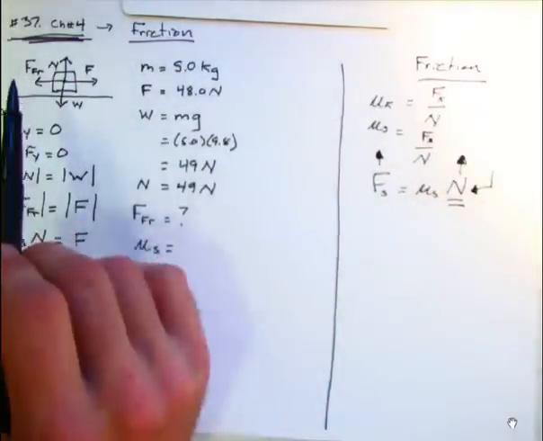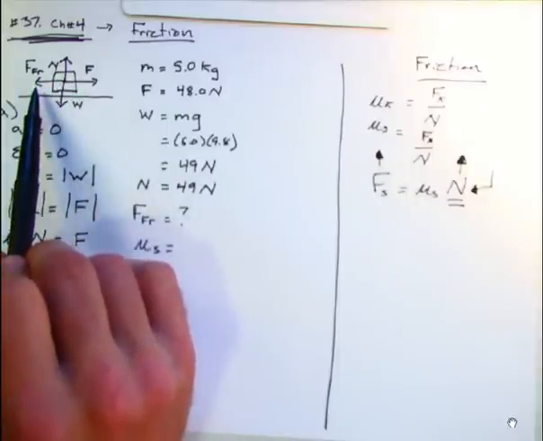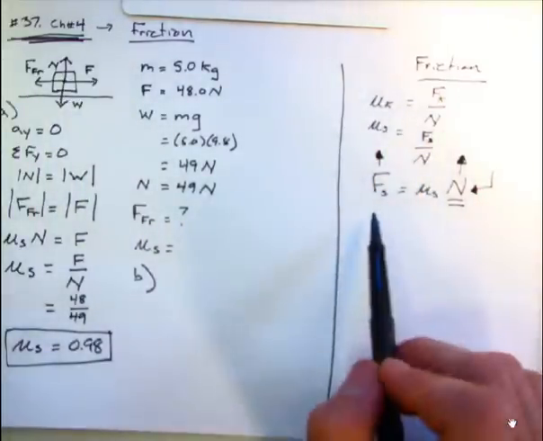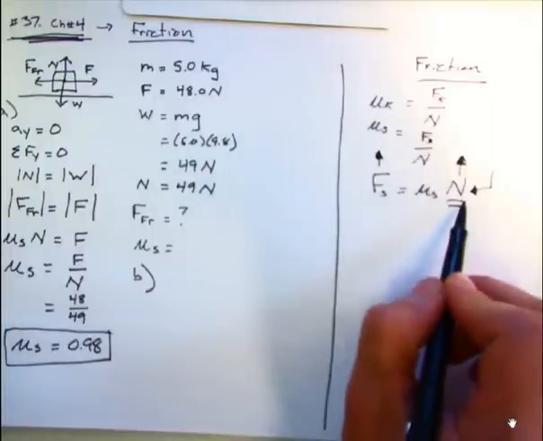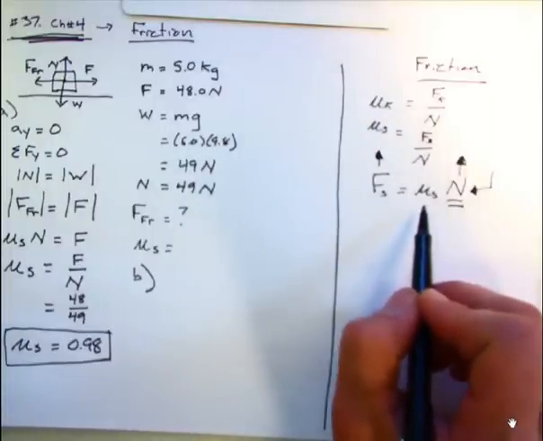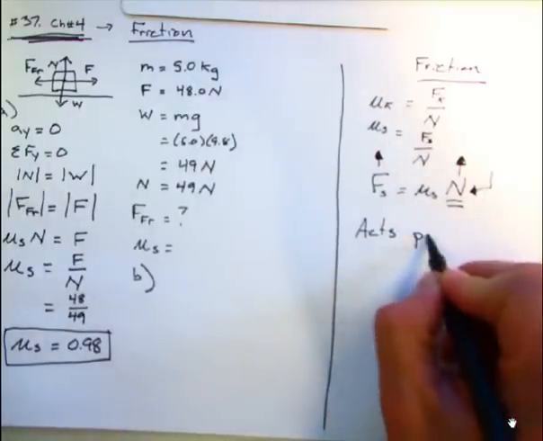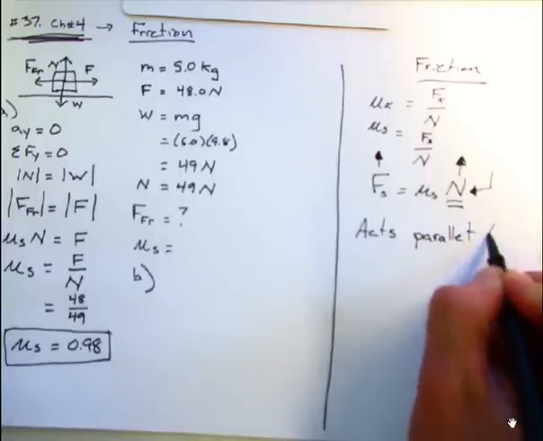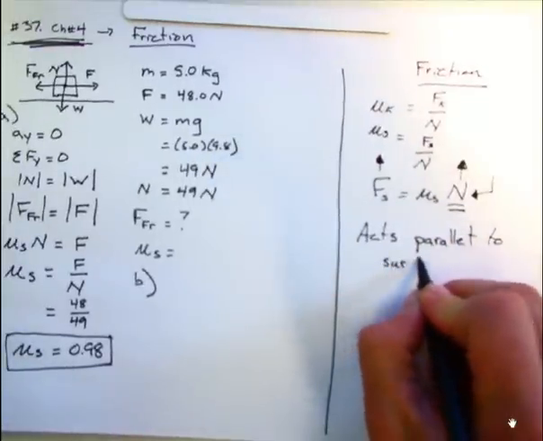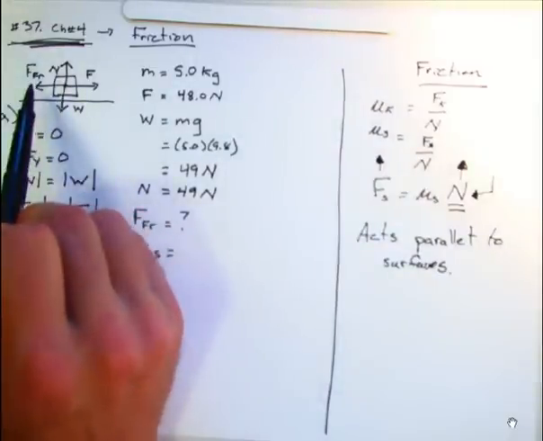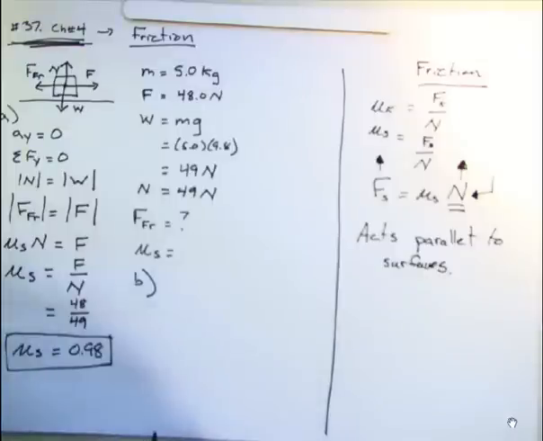What else do we know about friction? Friction acts parallel to the surfaces. So we've got some equations for friction. We know friction is proportional to the normal force. It depends on the nature of the surfaces, or mu. We know that friction acts parallel to surfaces, and it always acts in a direction parallel to the surface and opposite the direction of motion or attempted motion. So that is some more information about friction.